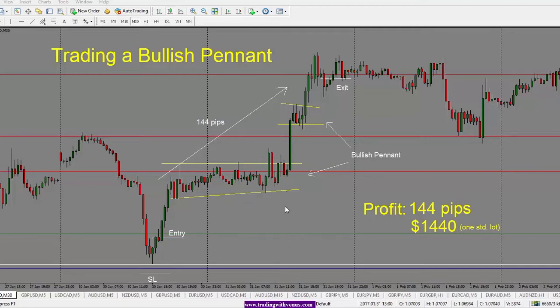Now there's another way to trade this. So for example, if you did not catch this move from the beginning, what could you do?